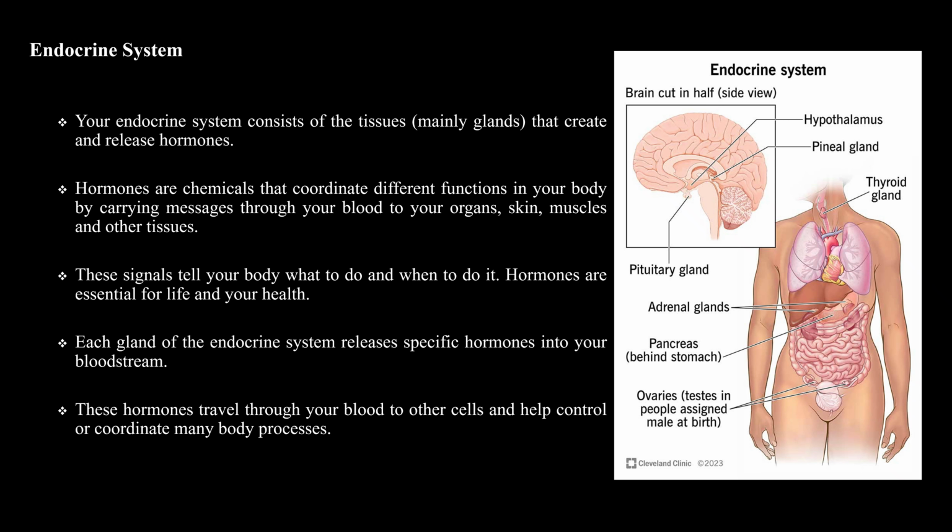Endocrine system. The body's endocrine system consists of tissues, mainly glands, that release hormones. Hormones are chemicals that coordinate different functions of the body, through organs, skin, muscle, and other tissue. Hormones are essential for life and health. The glands release specific hormones into your bloodstream. Hormones travel through the blood to other cells to help control or coordinate body processes.